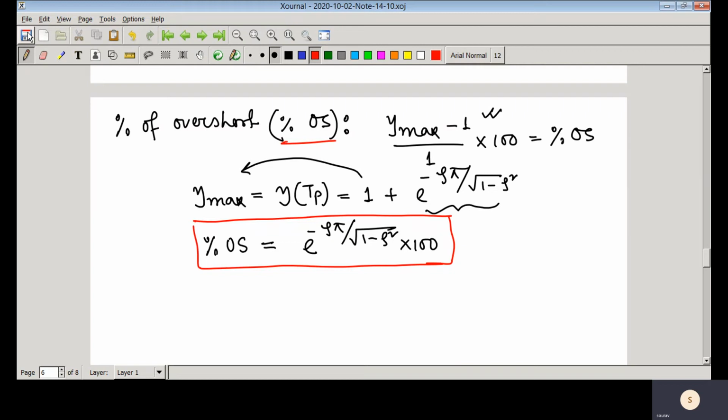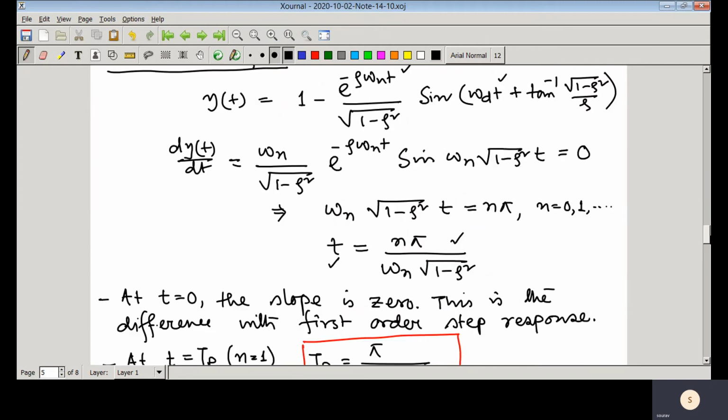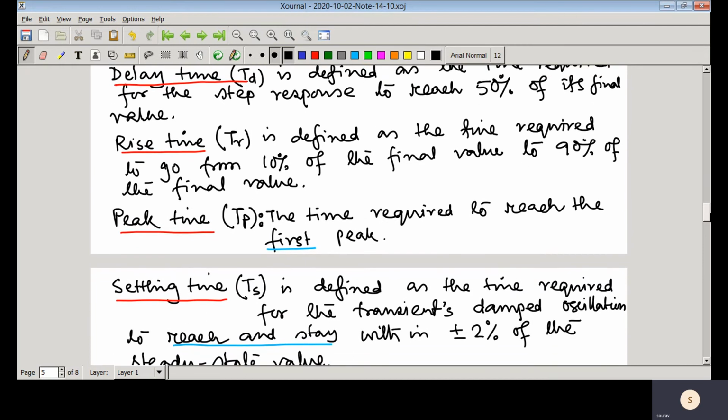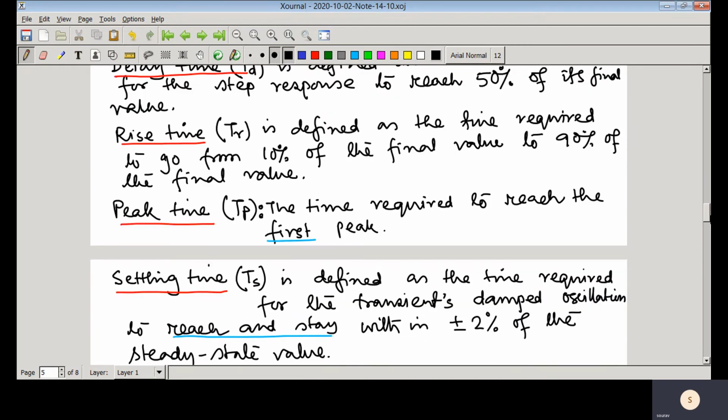So let us now calculate. Here we have defined peak time, rise time, delay time, settling time. We have done the peak time. So now what would be the settling time?